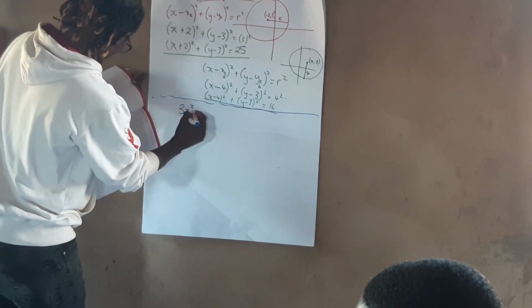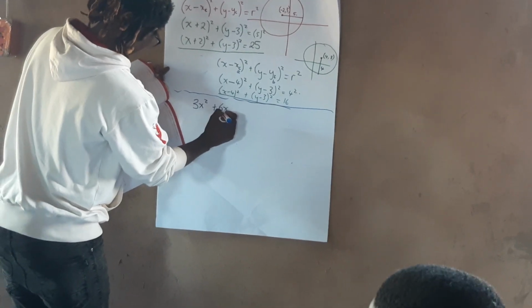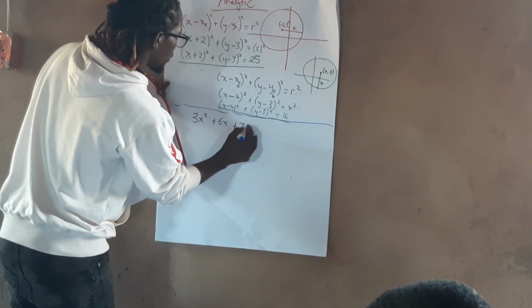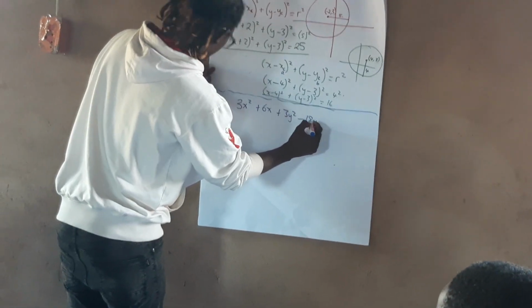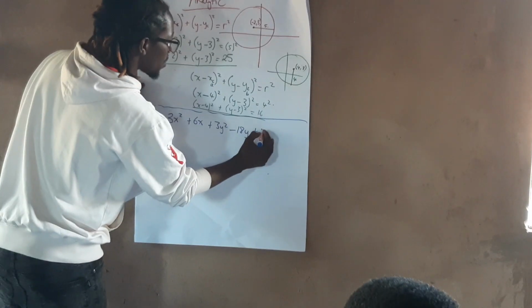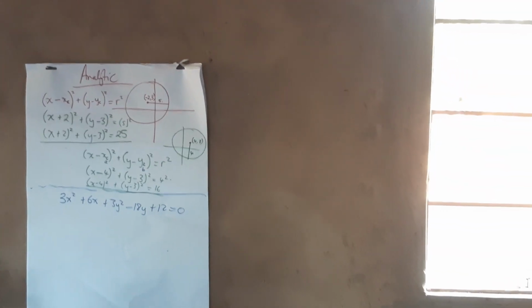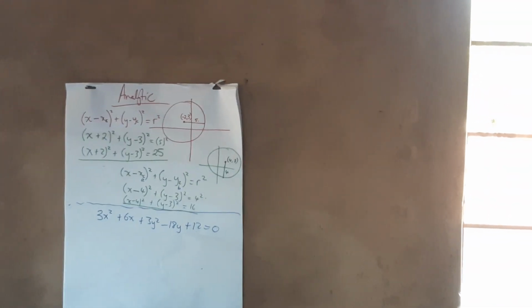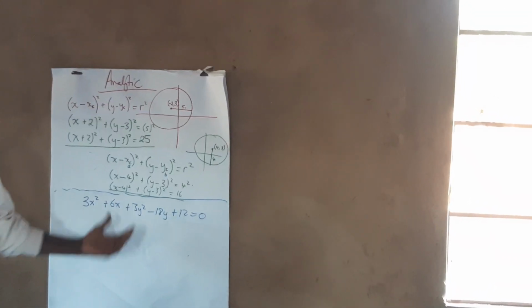3x squared plus 6x plus 3y squared minus 18y plus 12 is equal to 0. And they say, please find us the equation of this circle. You don't have to be scared. This is just the expanded form of the equation.